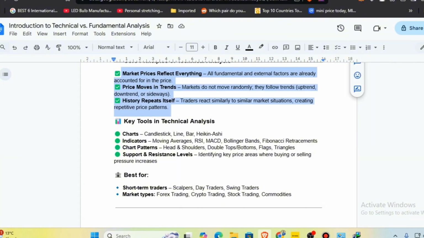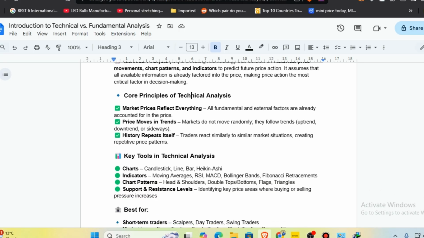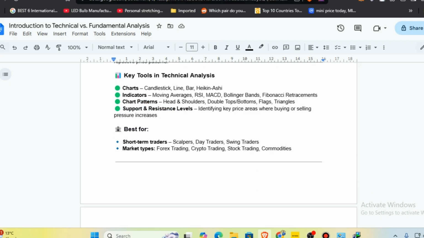These three are the basics: price moves in trends, whether a bullish trend, bearish trend, or sideways, and then history repeats itself. Traders react similarly to market conditions. You create repetitive price movements, but these are not 100% true, because history, of course, repeats, but it's 50 to 70%. History does not repeat all the time. Key tools in technical analysis are charts, like I already explained to you, and then indicators, which I already gave you, chart patterns, and support and resistance levels.